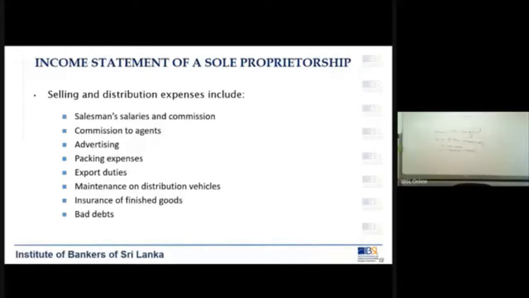And finally, the most important item on the selling and distribution side is bad debts. Now, bad debts, of course, we don't call it an expense, but in theory, we put it under selling and distribution because that is just to capture the defects of your sales. So let me try to explain what these bad debts are.